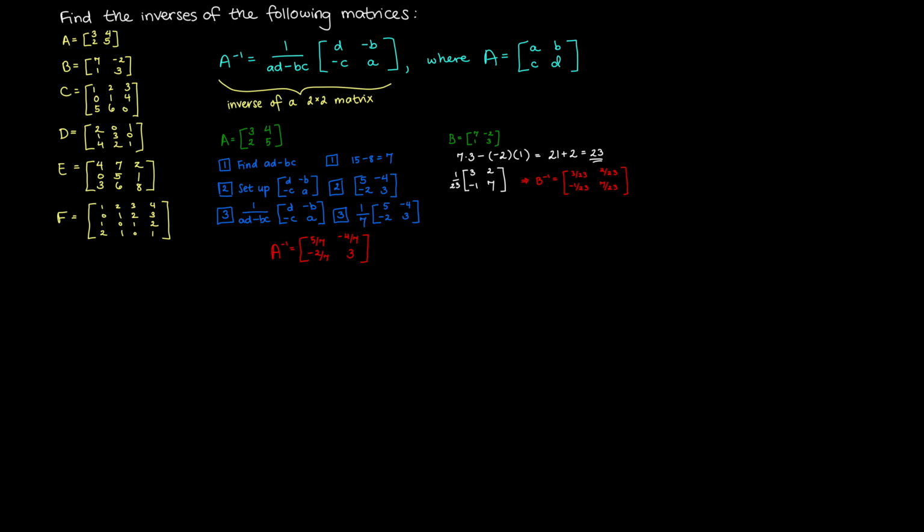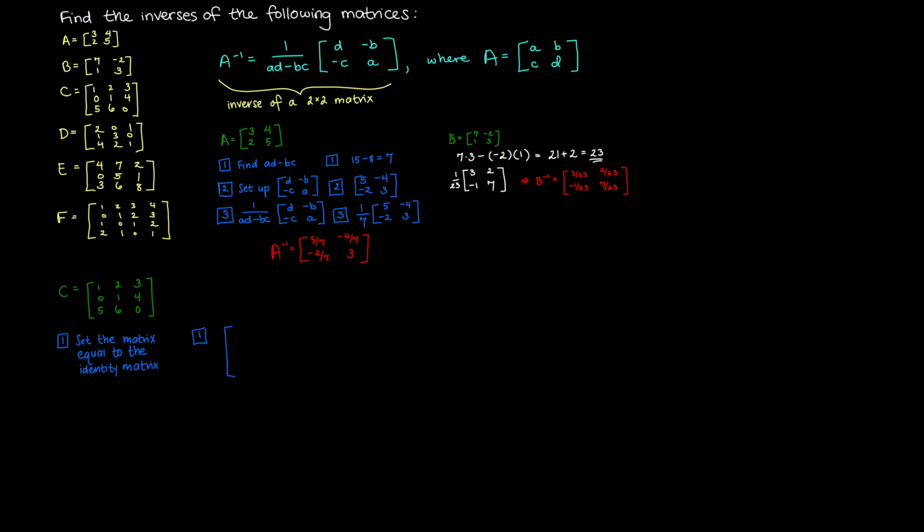Now, this formula is great for 2 by 2 matrices, but how would we go about finding the inverse of a 3 by 3 matrix? Let's go over an example. The first thing we want to do is set the matrix equal to the identity matrix. Now, what is the identity matrix? I will show you what that looks like.